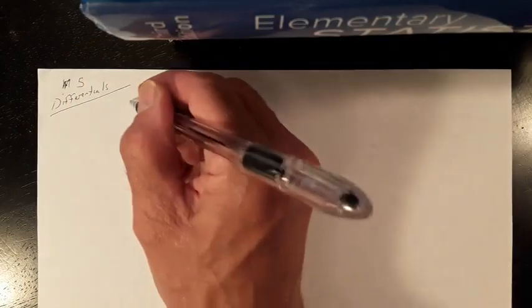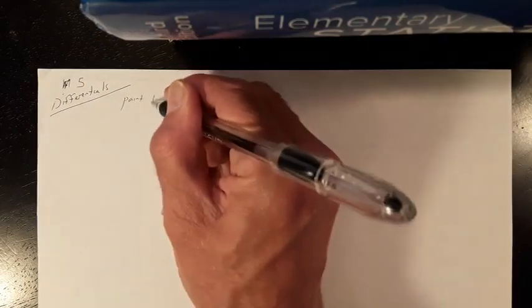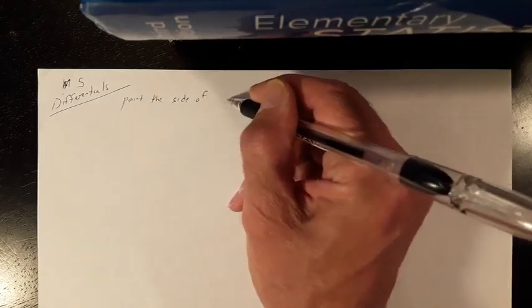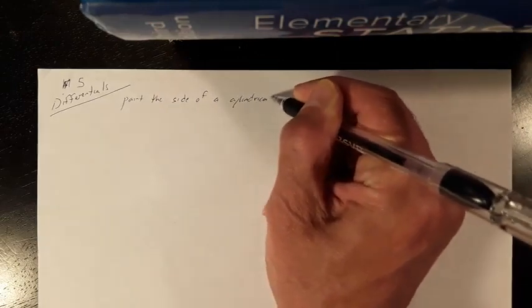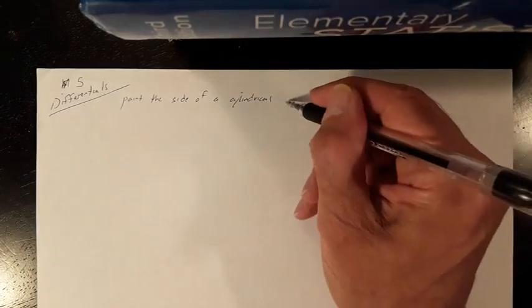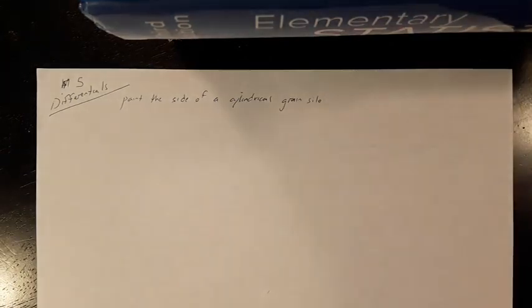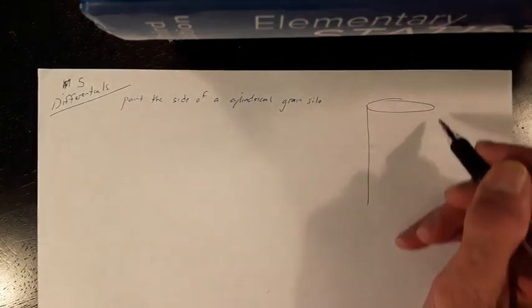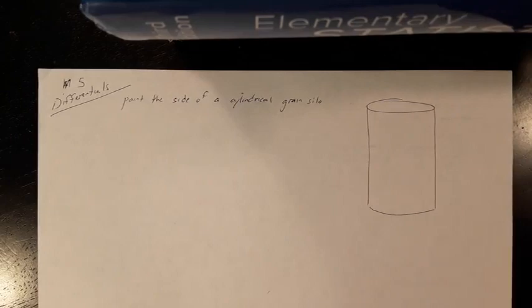And let's suppose that we wish to paint the side of a cylindrical grain silo. The thing looks like this. And we want to paint it.